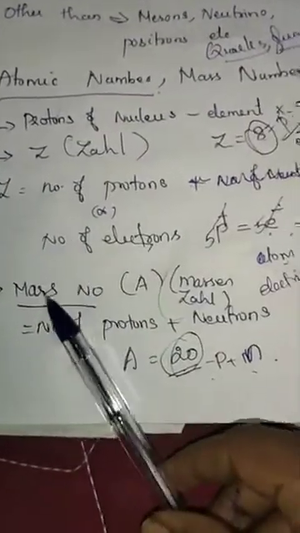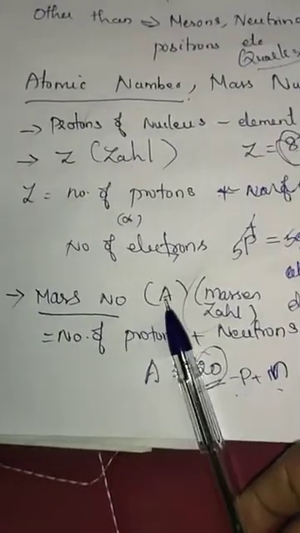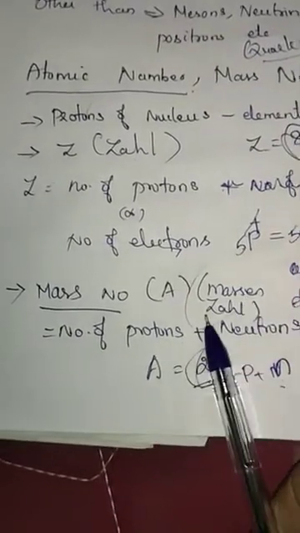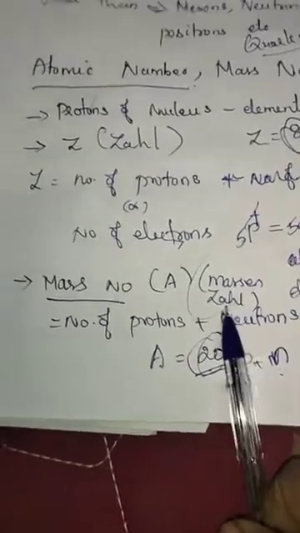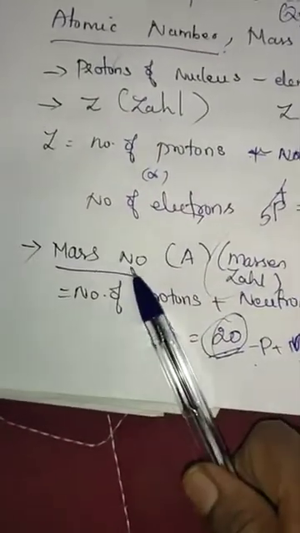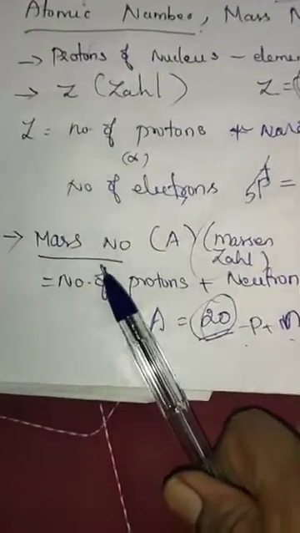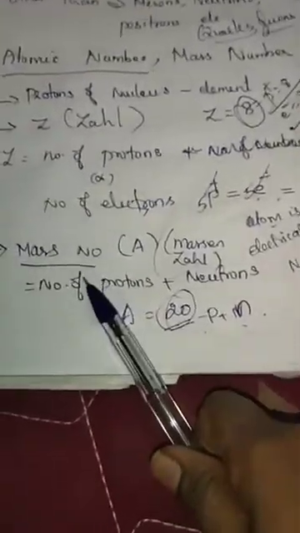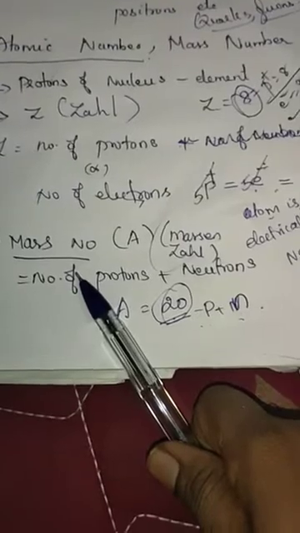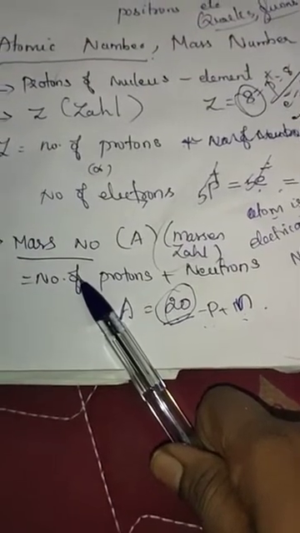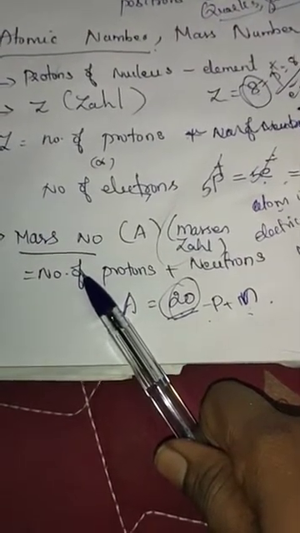Now we are going to learn about what? Mass number. It is denoted by the letter A, Massenzahl. It is also a German word, Massenzahl. Okay. So mass number is denoted by the letter A. Here the mass number, we already studied. Which one will give mass to an atom? The mass of an atom totally depends upon the nucleus.